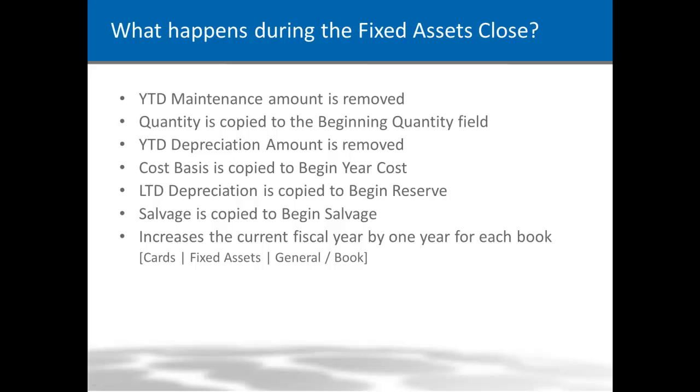The quantity is copied to the beginning quantity field. The year-to-date depreciation amount is removed. The cost basis is copied to begin year cost. Life-to-date depreciation is copied to begin reserve. Salvage is copied to begin salvage. And then it increases the current fiscal year by 1 year for each book.